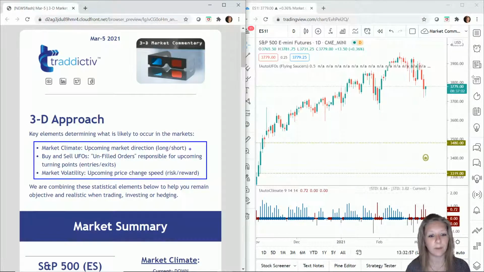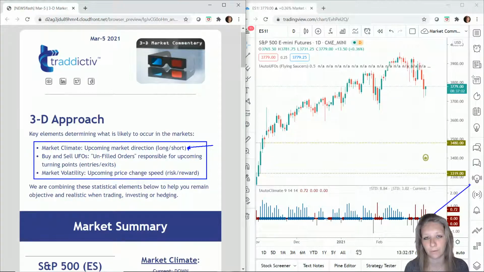So the first thing we look at is market climate. Climate essentially tells us the trend or the general market environment, the market direction. Basically, should we be looking to go long or buy, or should we be looking to go short or sell? Or should we be doing nothing at all? That could be a valid answer as well. So we look at the AutoClimate. That comes from our AutoClimate app, which is down here. By the way, the AutoClimate app is free.